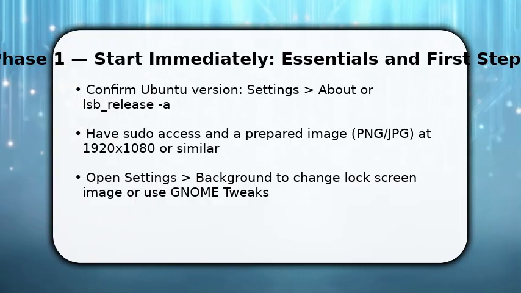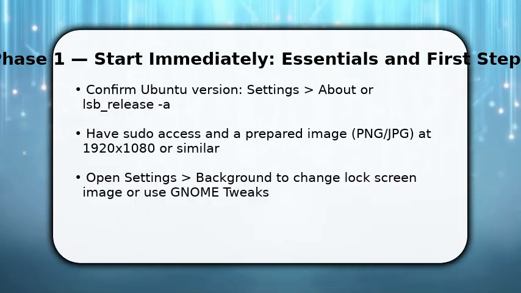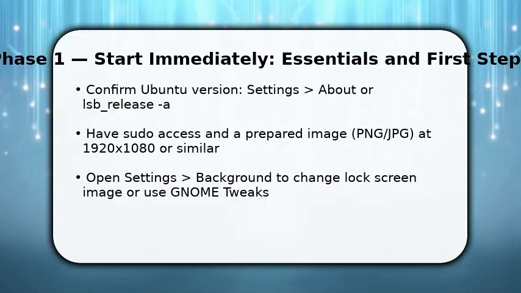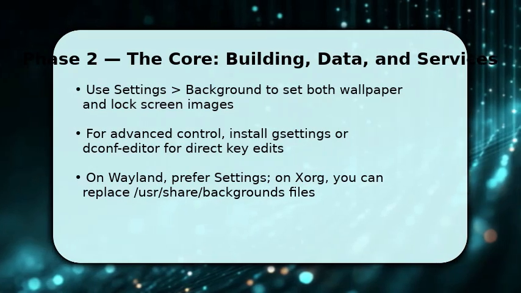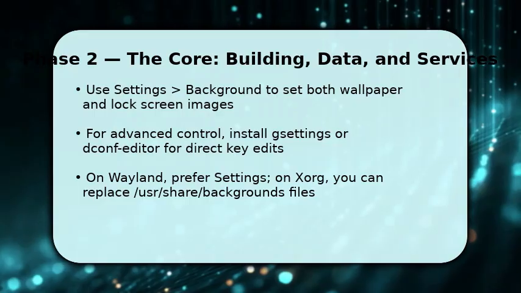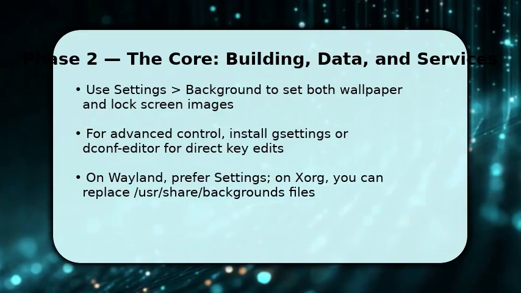Next, change the lock screen via Settings if you want a GUI path. Select your image and choose Lock Screen. For more control, use gsettings or dconf Editor to edit org.gnome.desktop.screensaver picture-uri and picture-options. This writes directly to your profile.